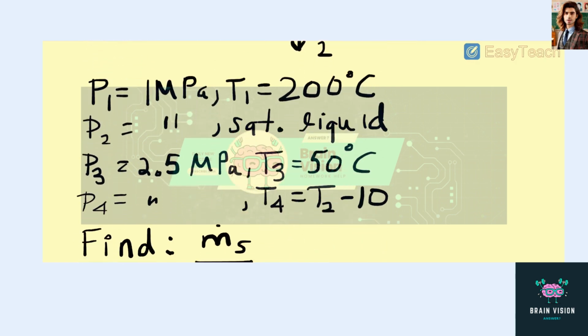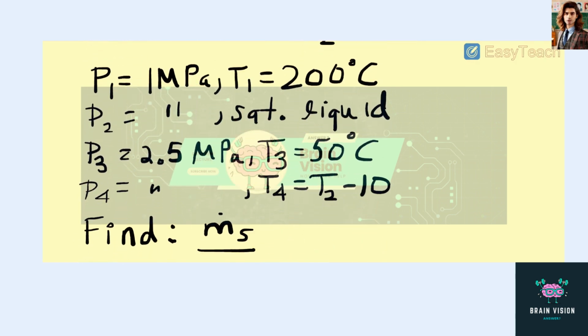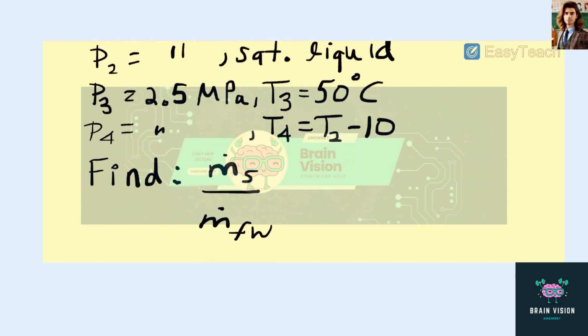The feed water enters the circuit at 2.5 megapascals and 50 degrees C, and it leaves at the same pressure but at a temperature that is 10 degrees less than the temperature of the steam at its exit. What we're asked to find is the ratio of the m dot of the steam over the m dot of the feed water.